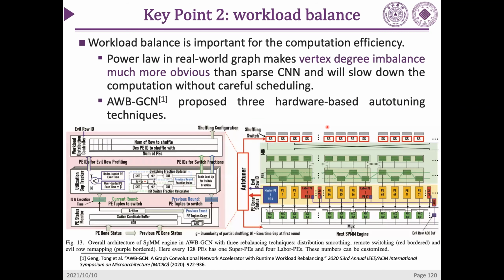So there is some work such as AWB-GCN, published in MICRO 2020. They propose three hardware-based auto-tuning technologies to solve this problem. The following figure is the hardware architecture proposed in this work. The main idea is to flexibly allocate tasks through a large number of data exchanges between PEs. So this is one of the attempts from academia.